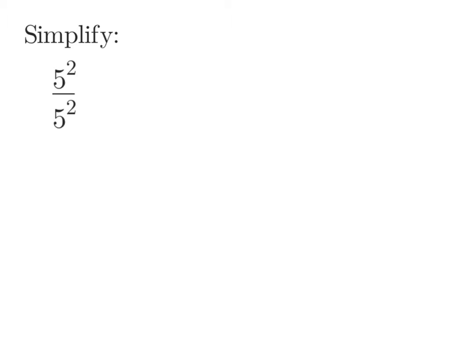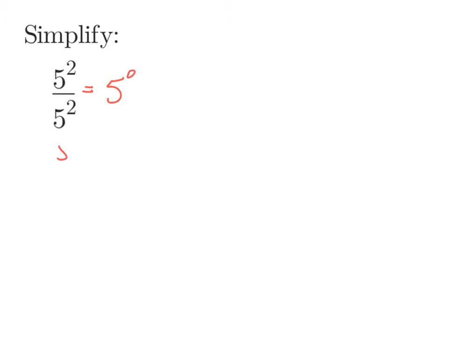Let's take a look at 5 to the second divided by 5 to the second. Well, we know from our quotient property that when we're dividing 2 powers that have the same base, we keep the base the same and subtract their powers. So 2 minus 2 is 0.